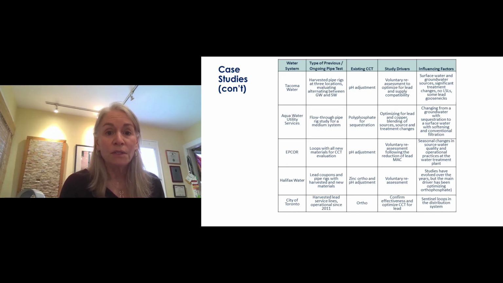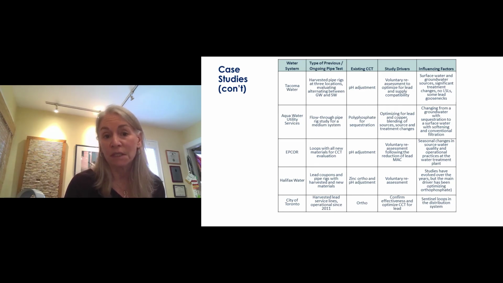Aqua Water Utility Services did a very big source water change. They changed from a groundwater with sequestration to a surface water with softening and conventional filtration. So there's an interesting case study on what to prepare for. What kind of study did they do to try to predict impacts of this big source water change on metals release?